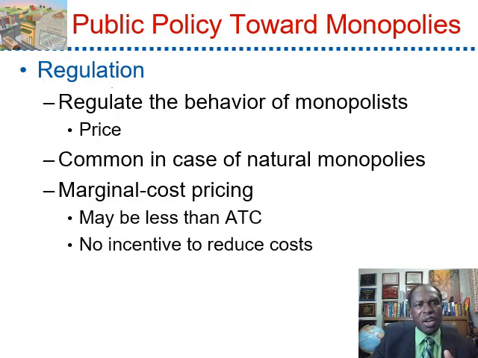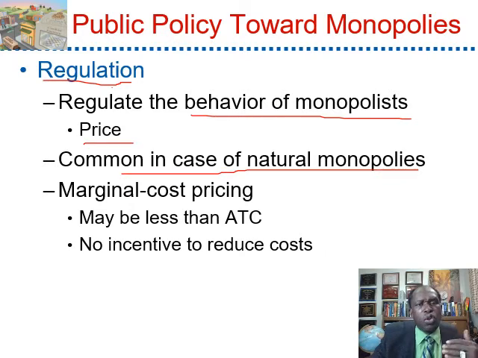Regulation allows the government to control the behavior of a monopoly using, for instance, price controls, a price ceiling, which allows the government to set a maximum price that a monopoly can charge, in the case of cable or utility companies, for instance. It is also common in the case of natural monopoly, in the case of marginal cost pricing, where the price may be less than the average total cost. So it gives the monopoly no incentive to reduce its cost.